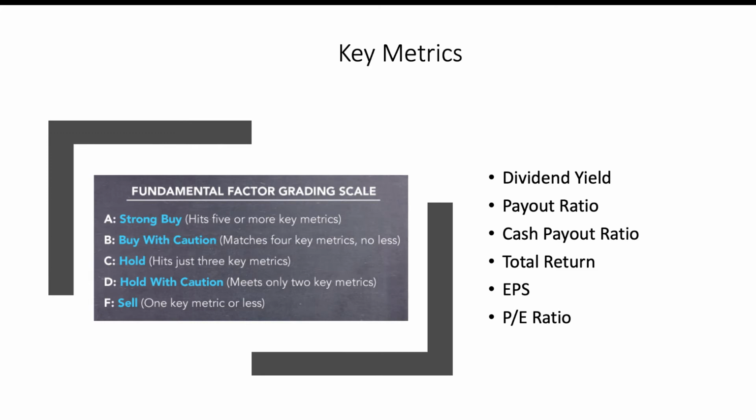Something's happening, or they have plans to do some things, such as research and development or some type of growth mechanism that they're needing more income to do it with. So that's what I look for as far as payout ratio. Now, cash payout ratio. It's the cash dividend payout rate.